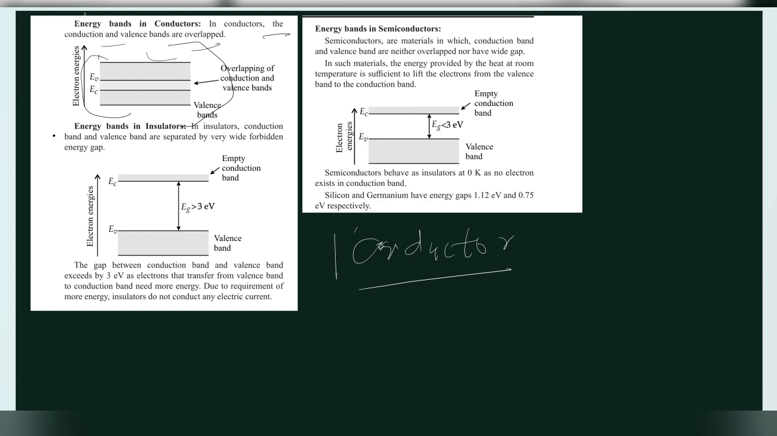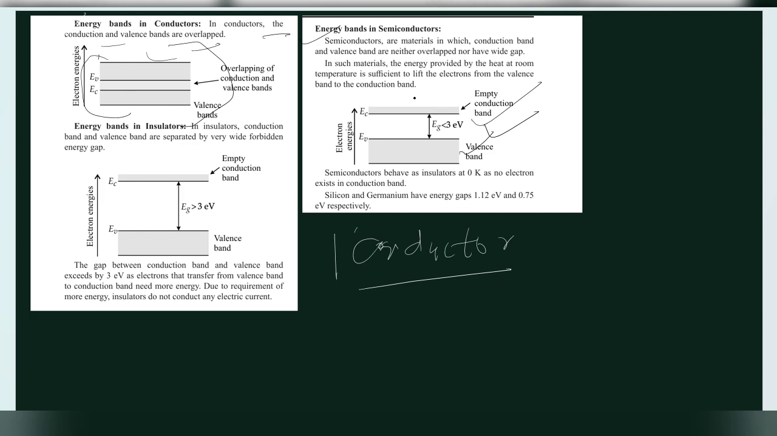Now the second is semiconductor, energy band in semiconductors. In semiconductors, the forbidden energy gap is very less than 3 electron volt. So there is very less amount of energy required to jump electron from valence band to the conduction band. When the semiconductors are heated or energy is provided to them, then the electrons from the valence band jump to the conduction band and are free for conduction. They become free in conduction band and start conducting.